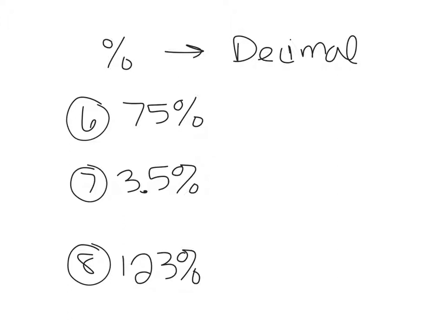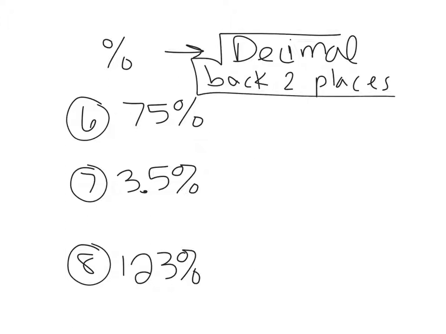Okay, here we're going to go percent to decimal. Your key with this one is to move your decimal back 2 places. So the decimal is going to go back 2 places. That's your key for this one.